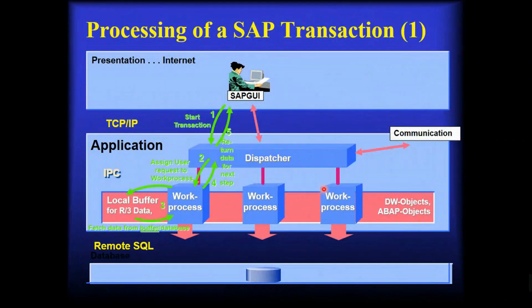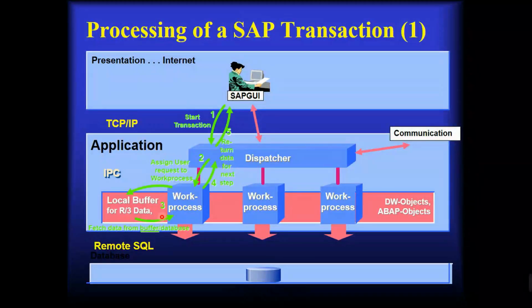Next, how the transaction is processed through the SAP system. First, the presentation layer or presentation server comes into play through SAP GUI. The user puts in one T code, or transaction, we can say. Then it will come to the dispatcher. The dispatcher will decide what type of transaction and work process should be involved with that particular transaction.